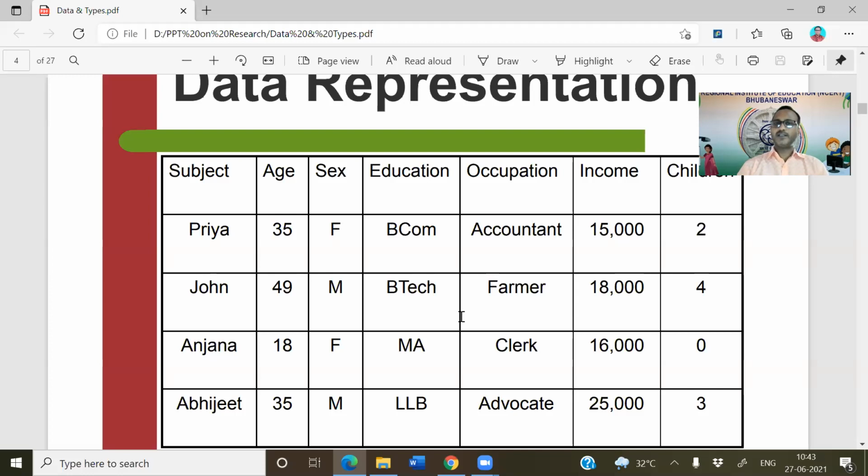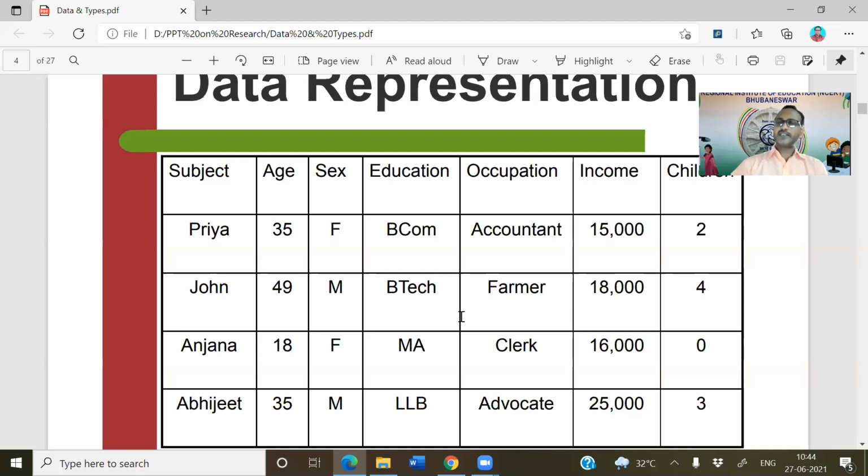And what is the data? 35 is the data. Female is the data. Accountant is data. 15,000 is data. So what are the cases here? The cases are Priya, John, Anjana, Avijit. So when you put together and see everything in totality, that is known as a record. For your entire research, all the data you collected and put into an Excel file becomes a record.